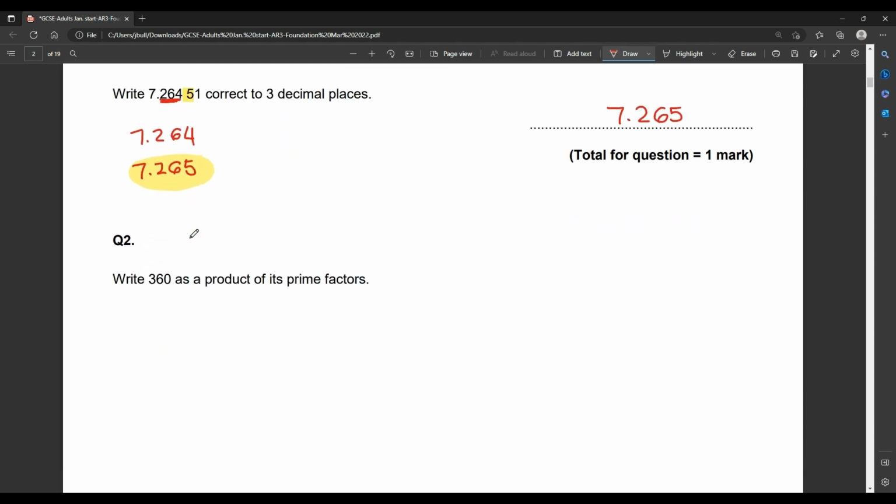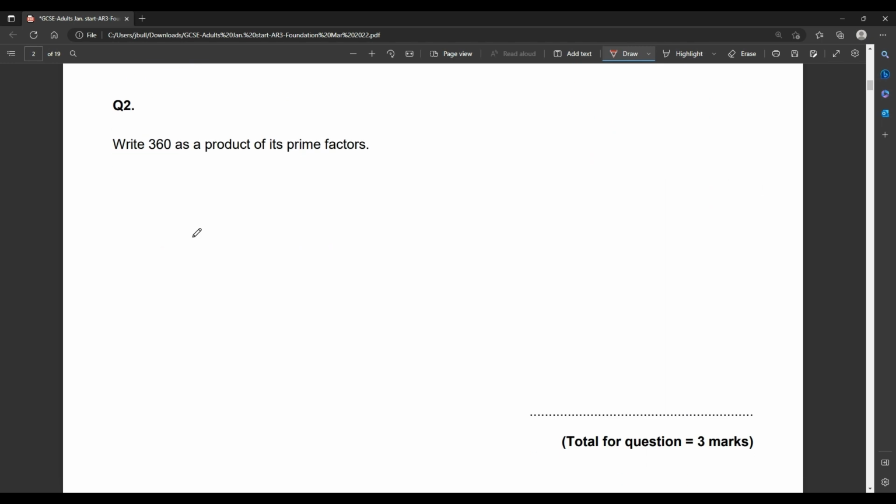Question 2, we want to write 360 as a product of prime factors. As soon as you see this, you know that you need a prime factor tree. So you would write 360 and then we try to break it down. It doesn't matter how you break it down, you should get the same final answer. My trick is to usually try divide by 2 or 3 every time. So 2 is a prime factor, so as soon as I write down a prime factor, I just circle it just so I can keep track of it.